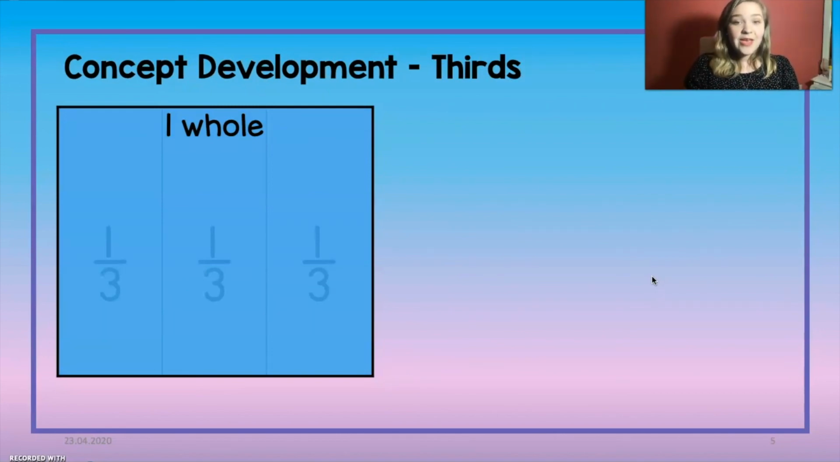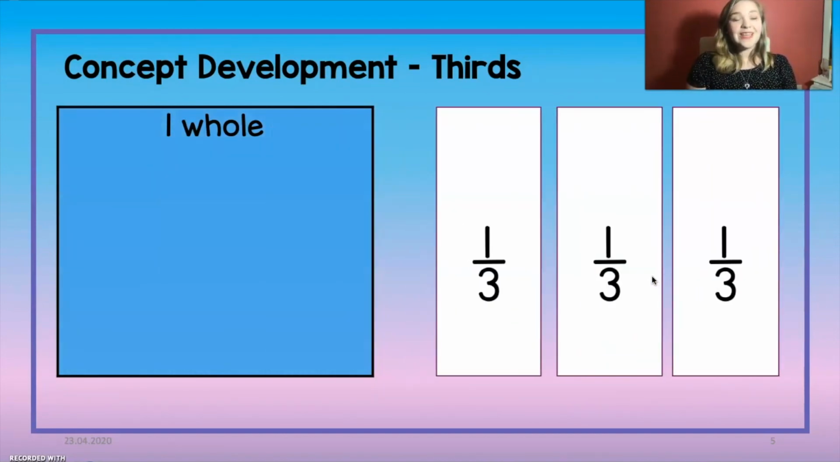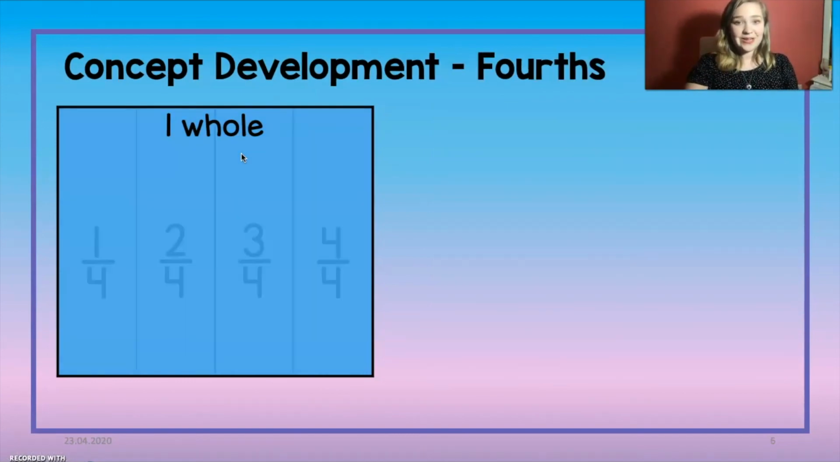This whole is going to be split into 3 equal parts. 1, 2, 3 equal parts. I didn't do anything to those rectangles when they slid across the screen. They just moved. They are still 3 equal parts. All right? So when you have 3 thirds, each of these is called a third, and there are 3 of them. 3 thirds is equal to 1 whole. Those fractions are equivalent. All right?